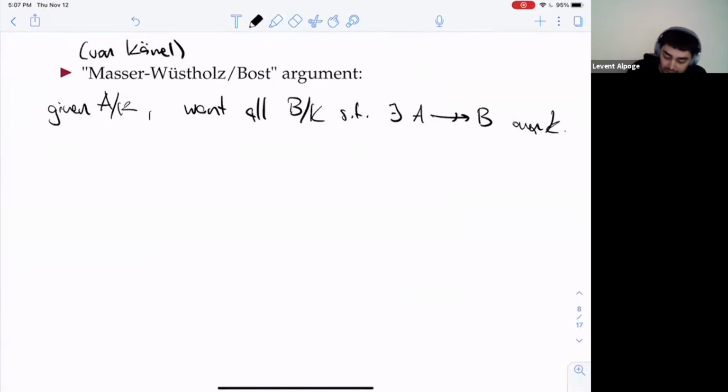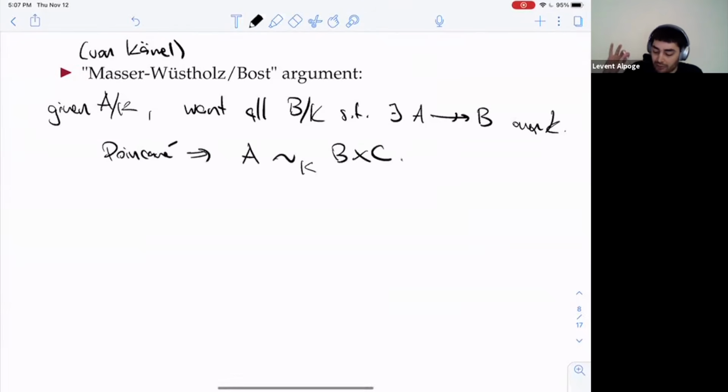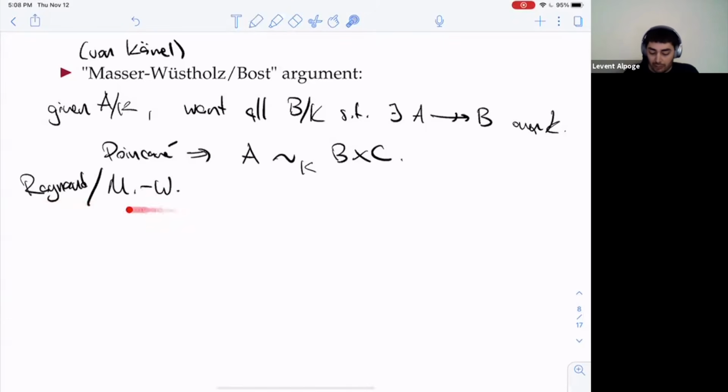Okay, so how does this work? Poincaré complete reducibility implies that A is actually isogenous to B cross C for some C. We don't know anything about C. Masser-Wüstholz, oops, switch to the eraser. Masser-Wüstholz, and actually to be precise, and maybe to try to be fair, Raynaud and Masser-Wüstholz proved bounds that just suffice for this. So Raynaud, in the Astérisque volume after Faltings' proof, works out an explicit isogeny estimate, so to speak, and so both suffice for this argument.